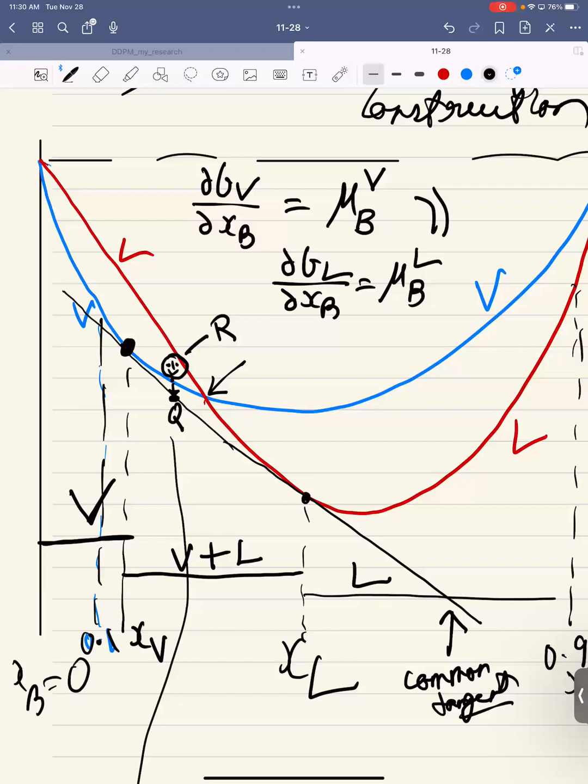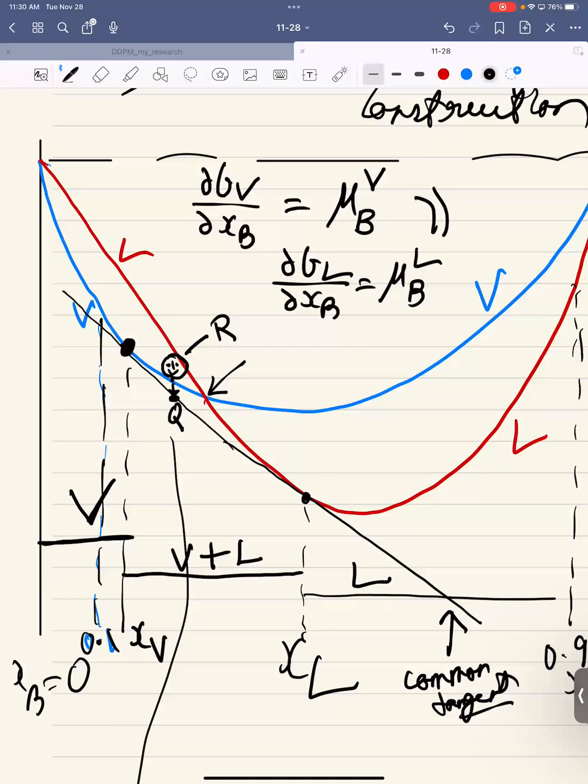Next class, okay? And why is the common tangent special? Because we are saying that the vapor and liquid have to coexist with each other. And the second law of thermodynamics for coexistence of phases says that chemical potential must be equal. Chemical potential is the derivative of the free energy with respect to concentration, right? And that is equal only along this common tangent.